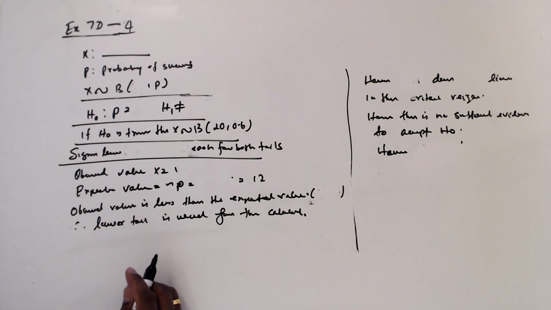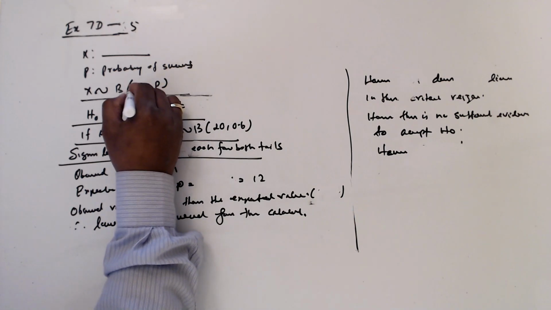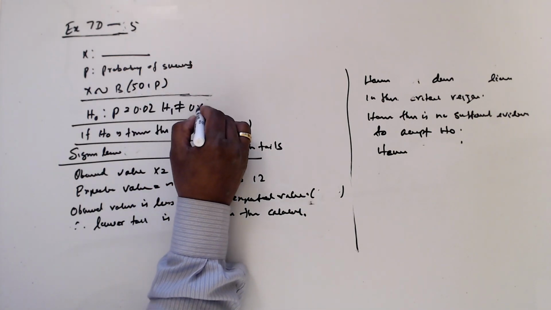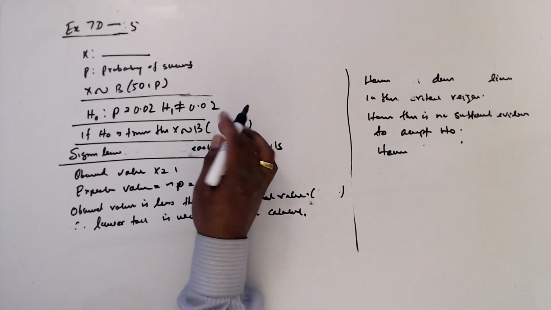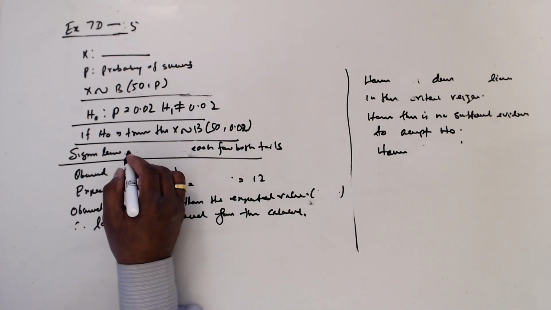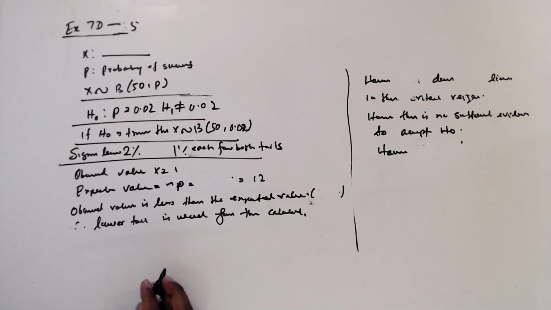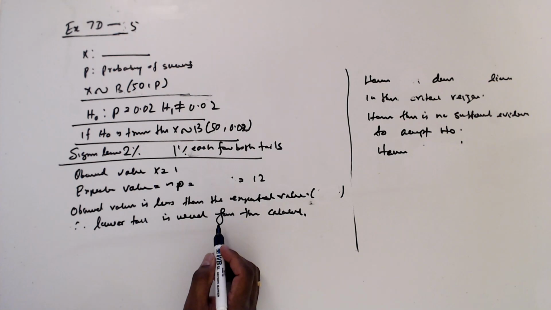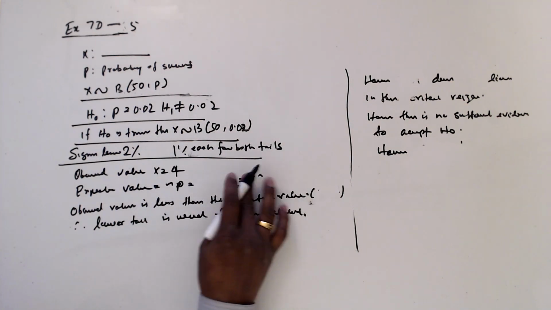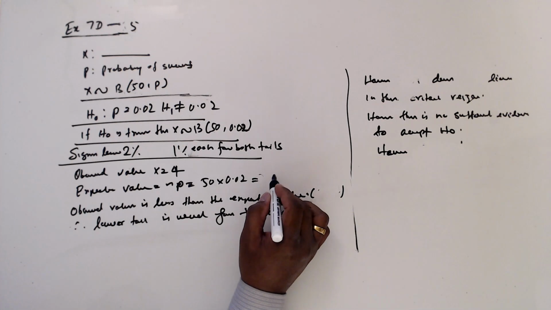Question number 5. Same type of question. X follows B(50, p), where H naught is p equal 0.02, and H1 is p not equal to 0.02. So this follows the binomial B(50, 0.02), and the significance level is given as 2%, so 1% each for both tails. The observed value is X equal 4, and the expected value np is going to be 50 times 0.02. So this is going to be 1.